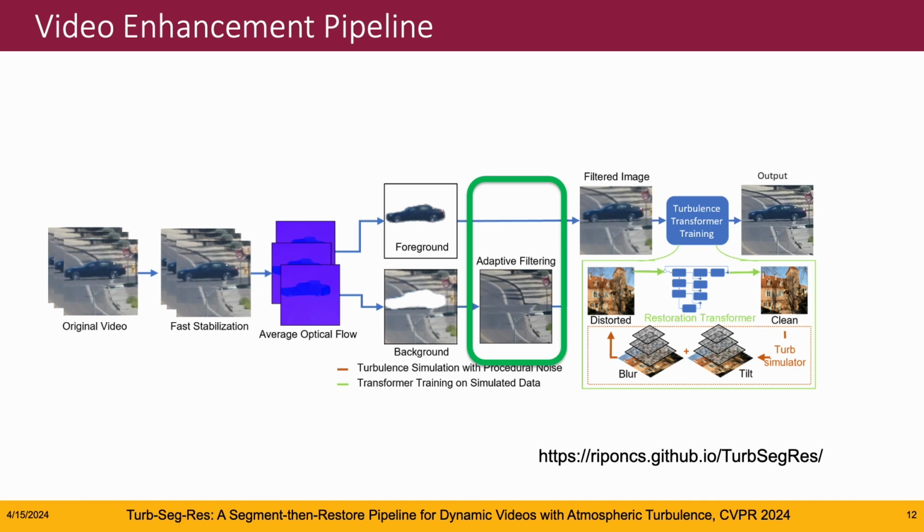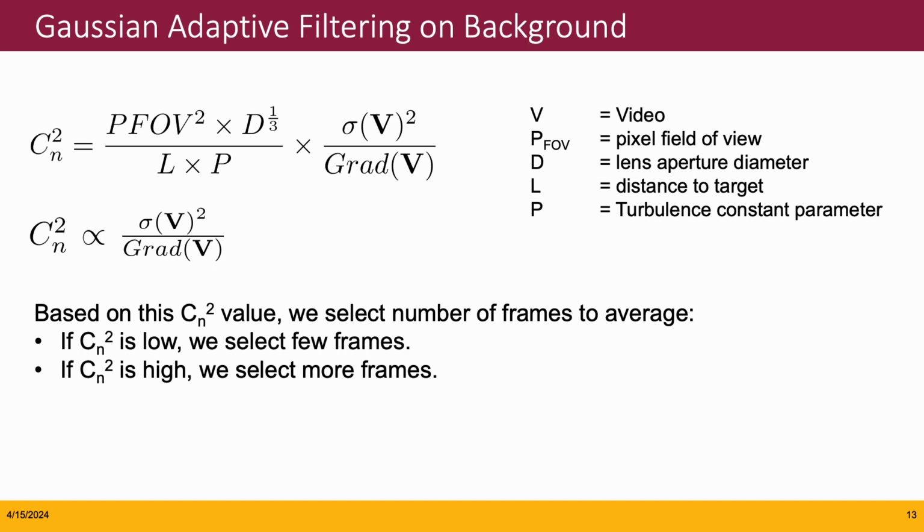Now let's talk about adaptive filtering on the static background. We found that Cn square, or turbulence strength, follows the ratio of temporal variance and spatial video gradient. Once we calculate this pseudo Cn square, we select a 3D Gaussian kernel of similar ratio and apply space-time adaptive Gaussian blur based on the turbulence strength present in the video.